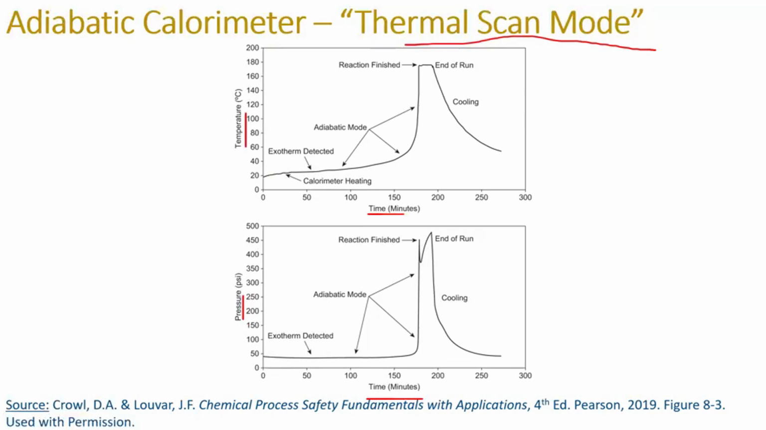In thermal scan mode, the sample is first heated at a constant temperature rate until the reaction rate becomes large enough such that adequate energy is produced for the calorimeter to detect the reaction self-heating. So that detection is shown right here. The calorimeter then switches into adiabatic mode by matching the external and sample temperatures. Once the reactants are consumed and the reaction terminates, shown here, we see the temperature plateaus and the run is ended and the contents in the calorimeter are cooled off.